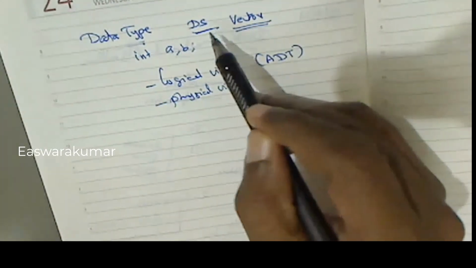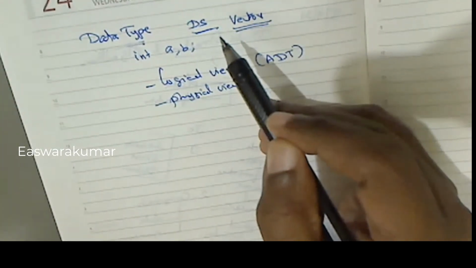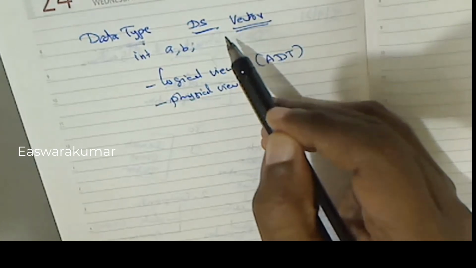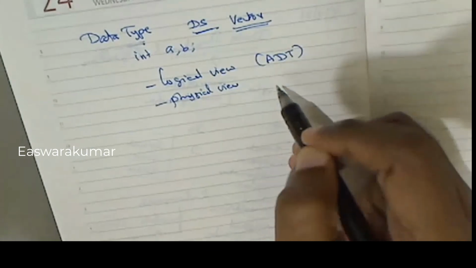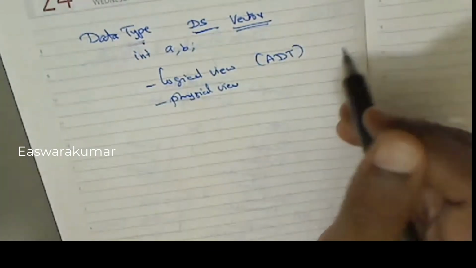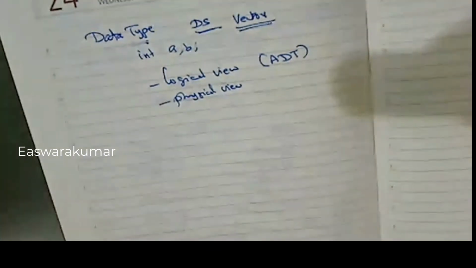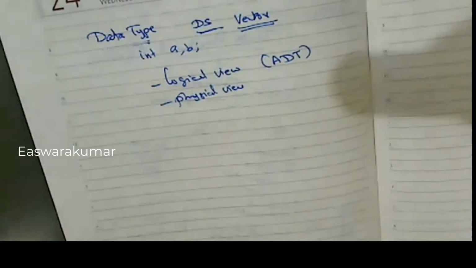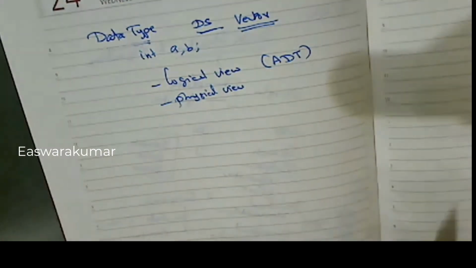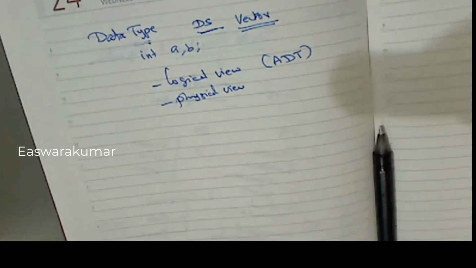Already I mentioned that a data structure can be considered as a user-defined data type. Here we are giving a specific name, that is abstract data type. So logically, if you see a data structure, it is called abstract data type. Why do we say it's abstract data type? We should know what it is rather than how it is.